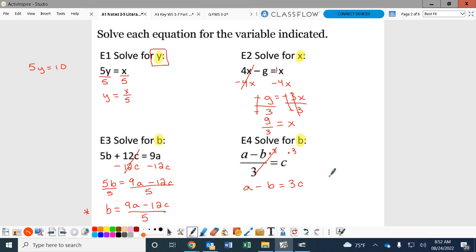Now what's keeping the b from being by itself? The a. How do we get rid of that a though? It's positive. Subtract a. It's 1a, but we don't say it. We just do minus a, but it's perfectly fine to say it. We just don't write it. We just write minus a minus a. It's going to make it the opposite of b equals.